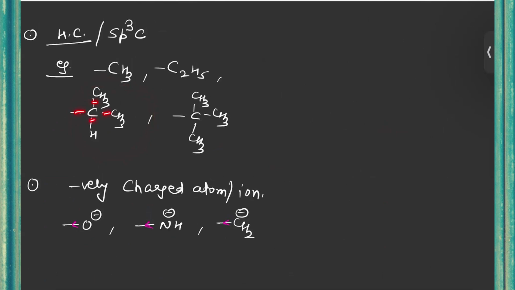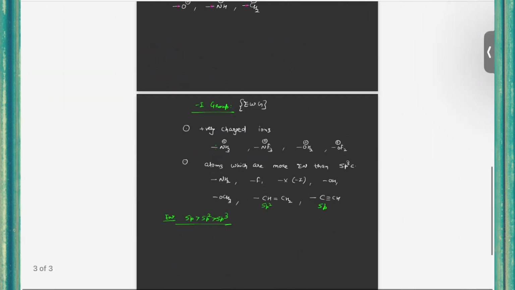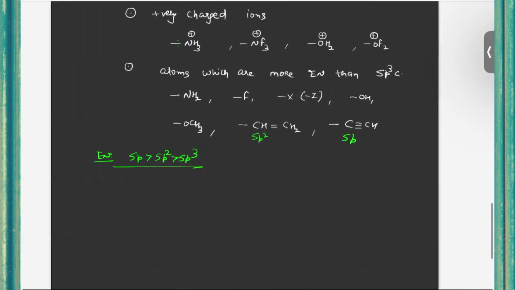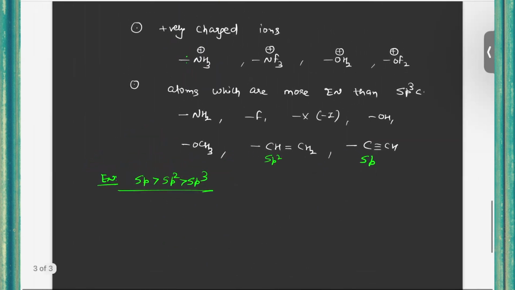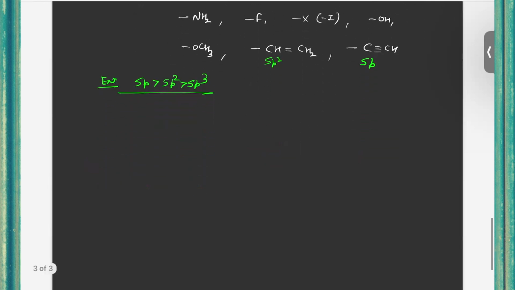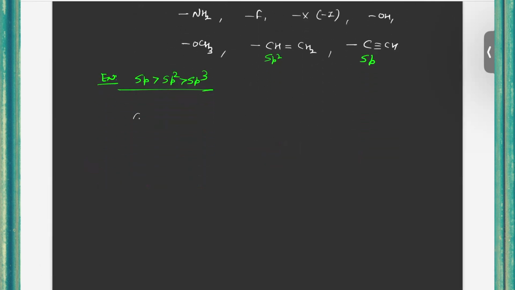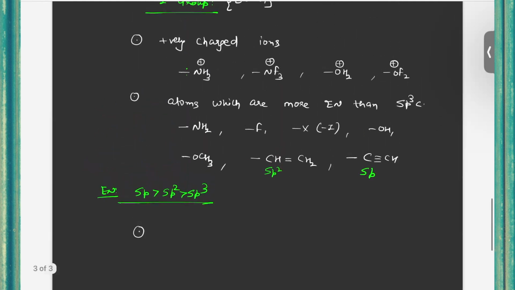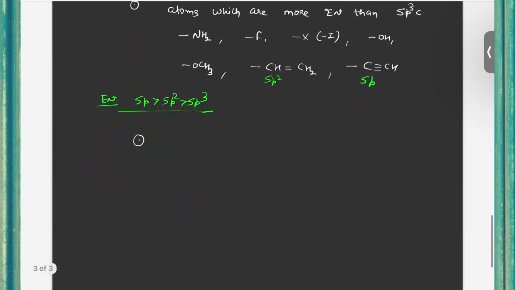If you see this, how many sigma bonds has carbon made? 1, 2, 3, 4. So 4 bonds, that means the hybridization will be sp3. The number of sigma bonds, that same number of orbitals will be used for mixing. Okay, fine.